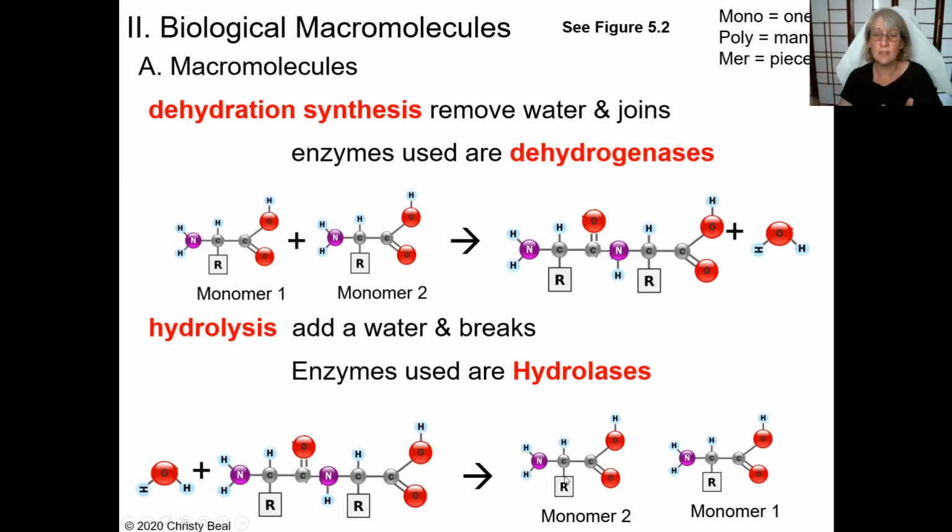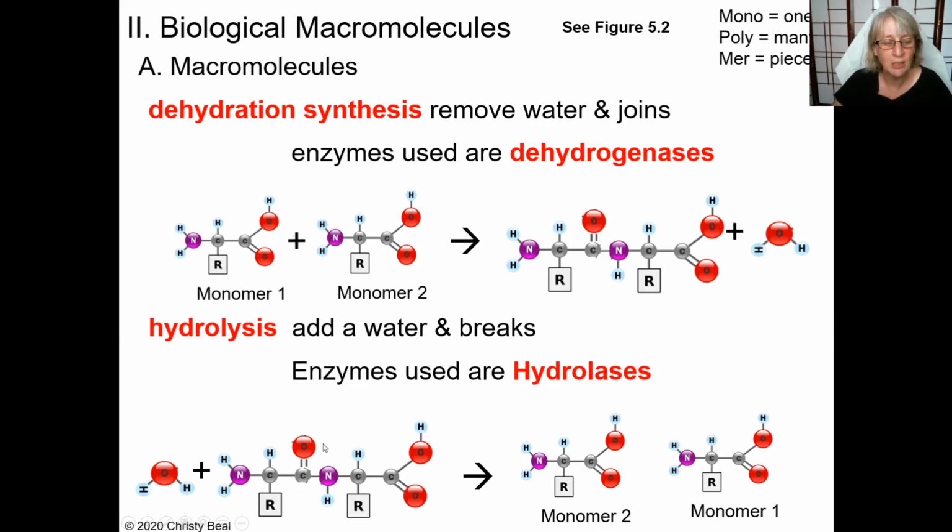So this is a summary. This is not a great organizer. This is sort of a summary of everything we've talked about. Here's dehydration synthesis. I take 2 monomers, I remove water, and I make a polymer. I'm going to use a lot of enzymes. Those enzymes that help with dehydration synthesis are often called dehydrogenases. They allow for dehydration synthesis.